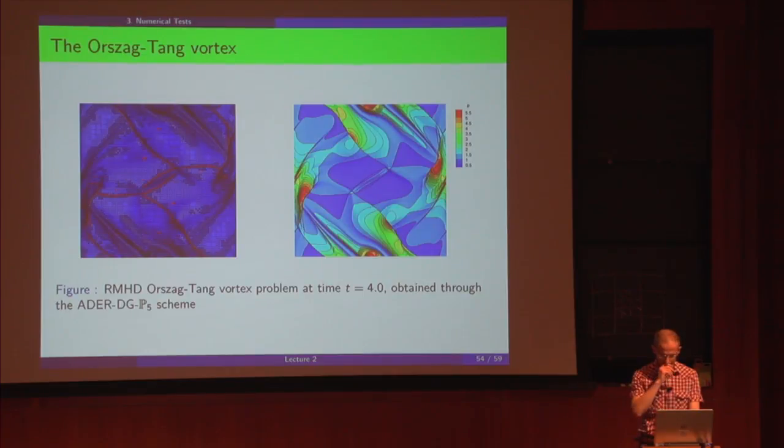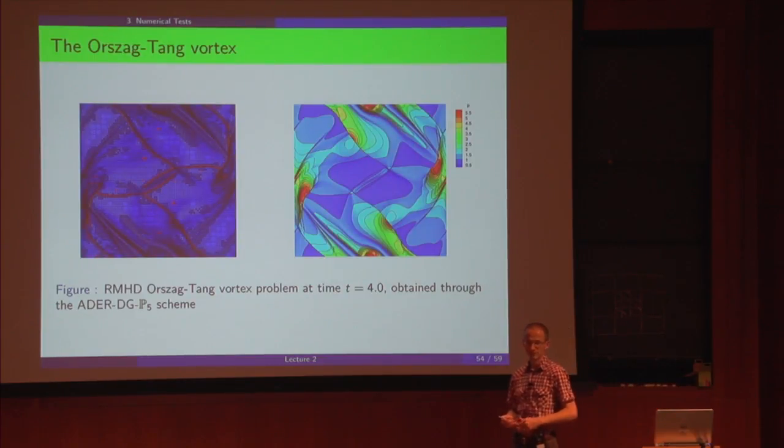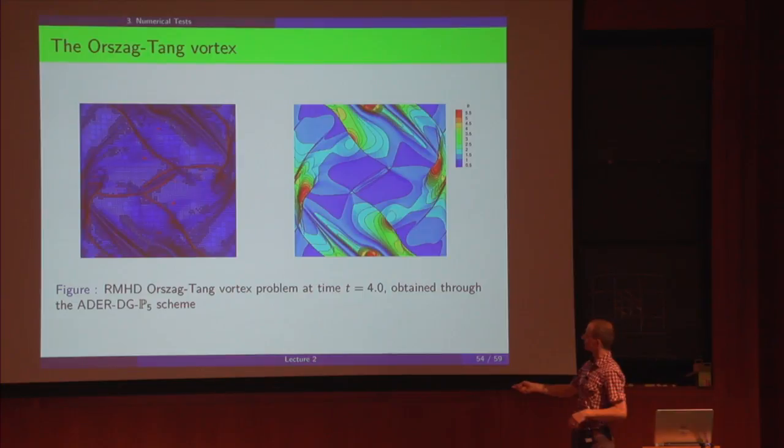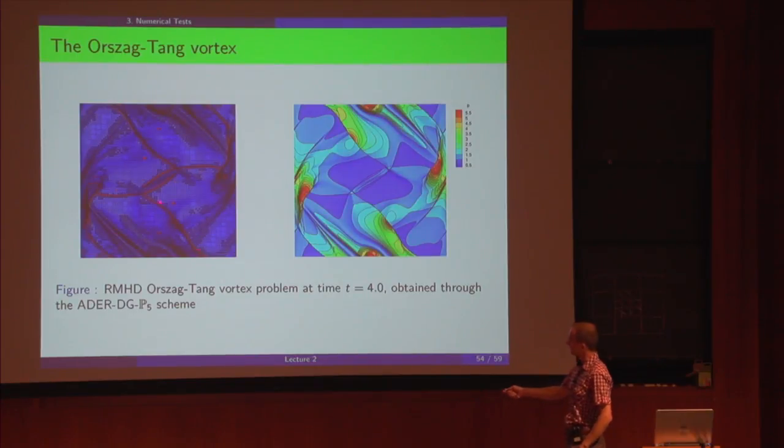It's an Orszag-Tang vortex in MHD, solved at polynomial degree 5. So this is very promising for turbulence problems, no? Because in that case you have very complex structures, so DG is fantastic for that, but shocks are essentially not there. This is not the case here. Here is a very academic test, but the activation of the limiter is limited to a few places.